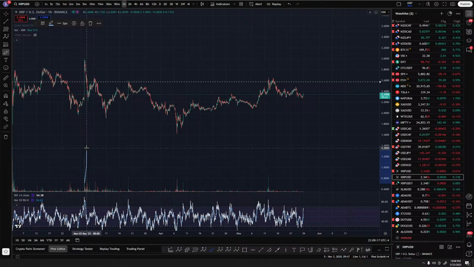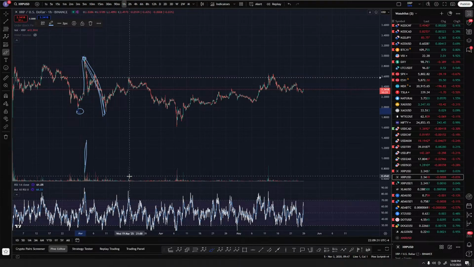Notice you had a volume spike here, volume spike right there. Once you got that volume spike, the price came all the way down, took that low. Now that's a really big volume spike. Then you had this volume spike right here. It took that low. Okay.